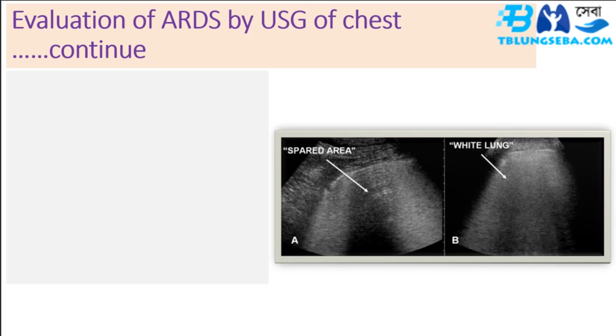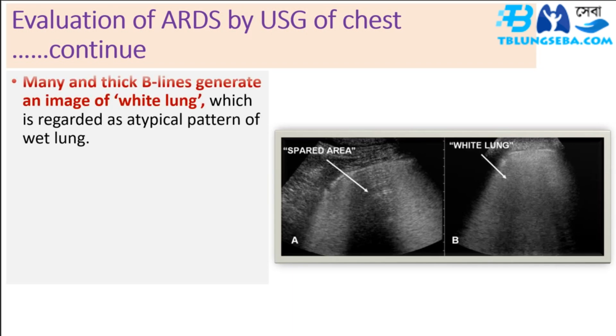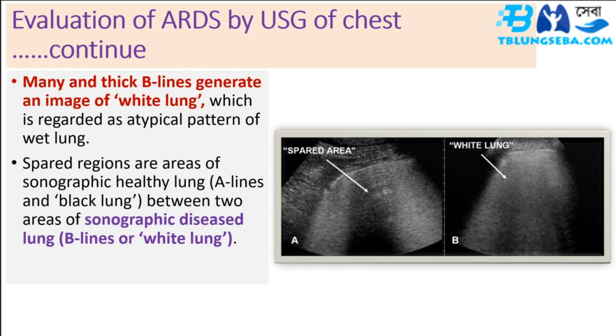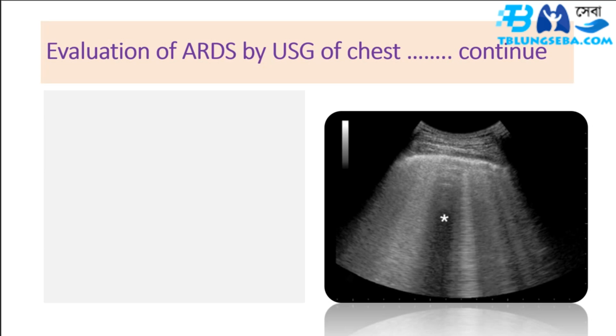Evaluation of ARDS by USG of chest continues. Many and thick B-lines generate an image of white lung, which is regarded as a typical pattern of wet lung. Spared regions are areas of sonographic healthy lung, A-lines and black lung, between 2 areas of sonographic diseased lung, B-lines or white lung.